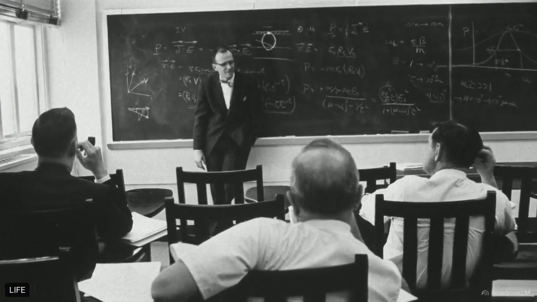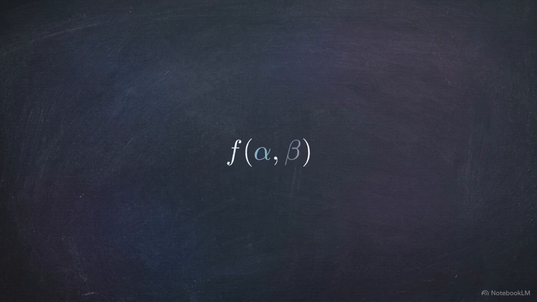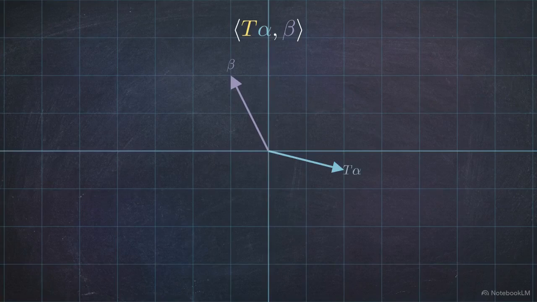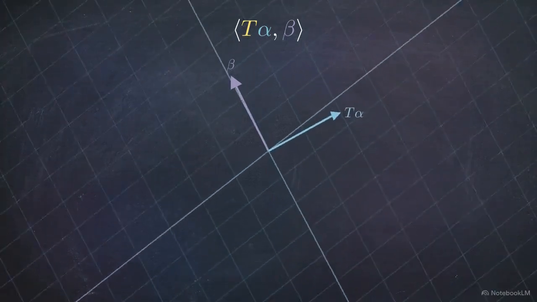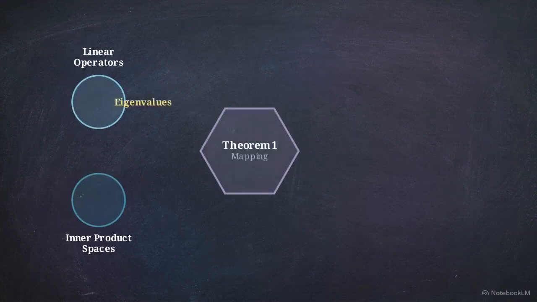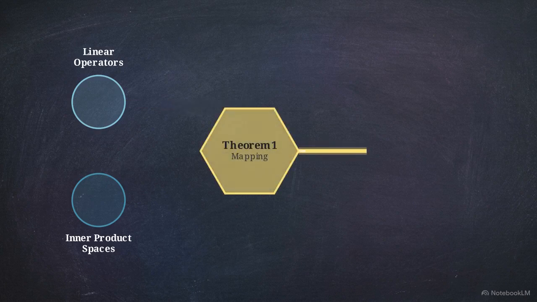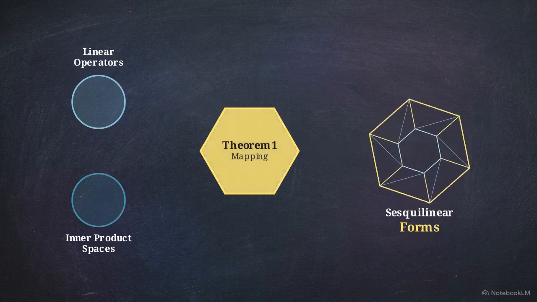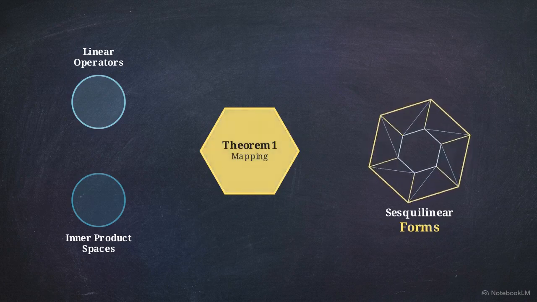Theorem 1 simplifies this complexity by proving every form on an inner product space corresponds to exactly one unique linear operator. Instead of evaluating an abstract two-variable function, we apply a specific operator, T, to the first vector, and take the standard inner product with the second. T encodes every geometric rule. Every twist, stretch, or rotation is contained within this single transformation. This mapping allows us to apply everything we already know about linear operators, like eigenvalues and spectral theory, directly to the study of forms, without having to develop new tools from scratch.